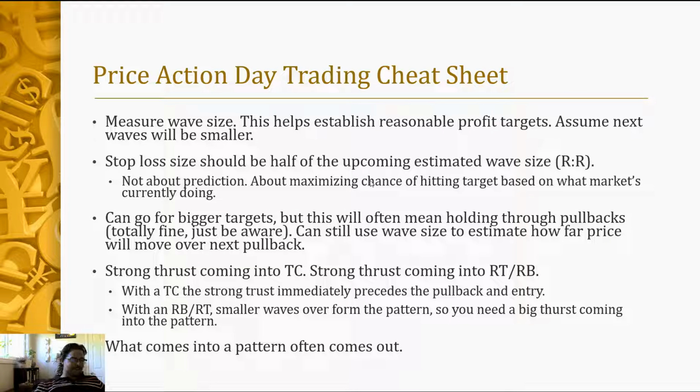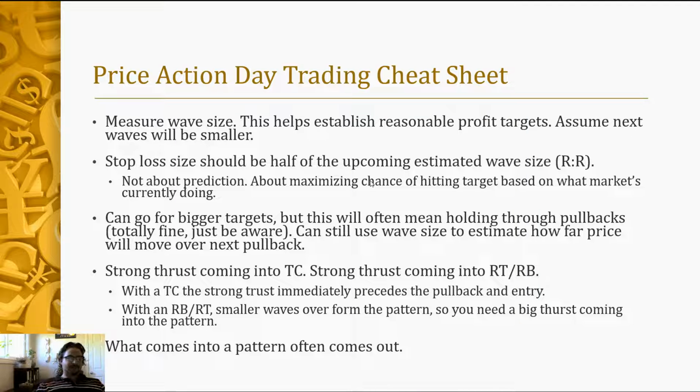Stop loss size, this is another thing I look at, should be half of the upcoming estimated wave size if you're going to get out on the next wave. So like I said, if price waves are typically moving up about 10 pips and then pulling back, then your target should be within 10 pips of the last pullback low. Otherwise, you're probably going to have to hold through another pullback.